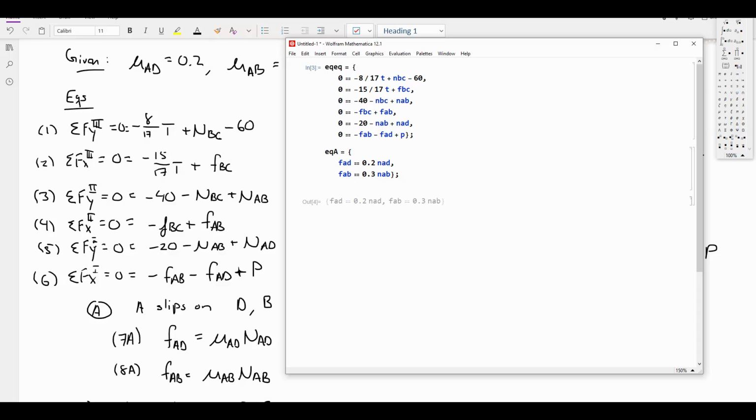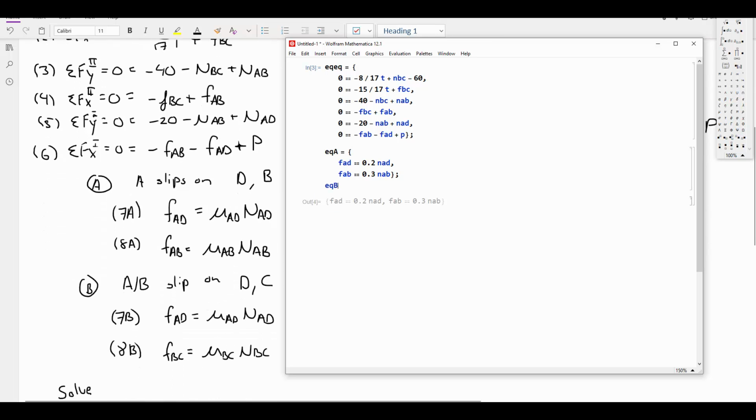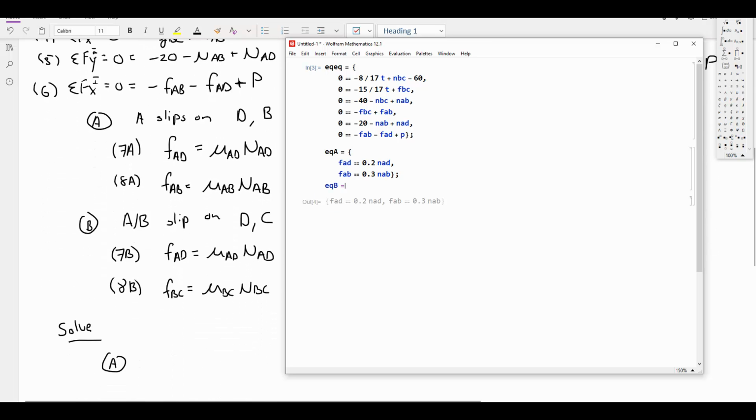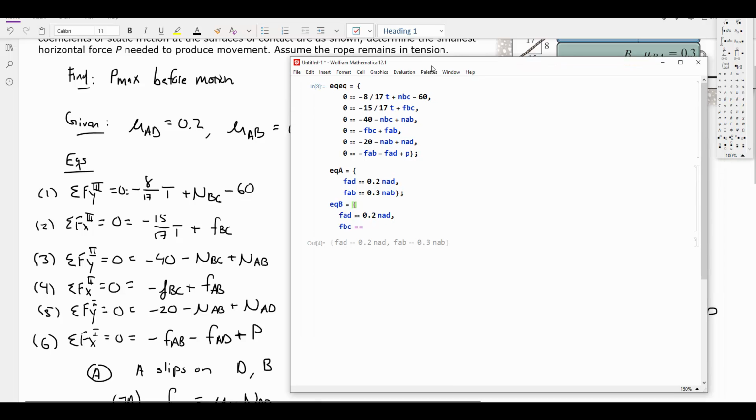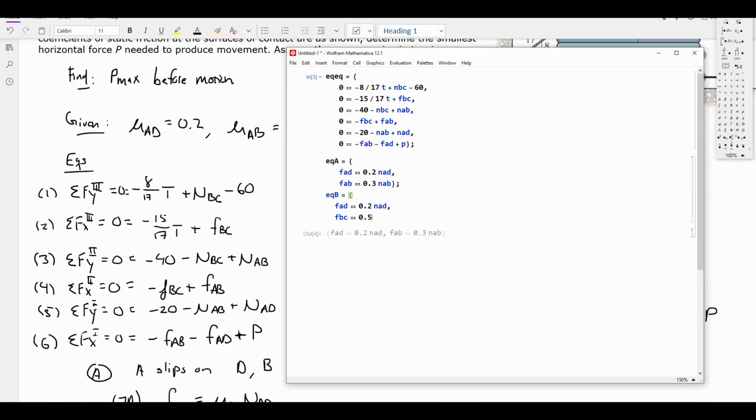And while I'm entering equations, let's put in the scenario B equations, which actually the first one is also true in scenario B. But the second equation, the 8th equation overall, is different. FBC is equal to mu BC. Check on that again. Mu BC was 0.5 times NBC.